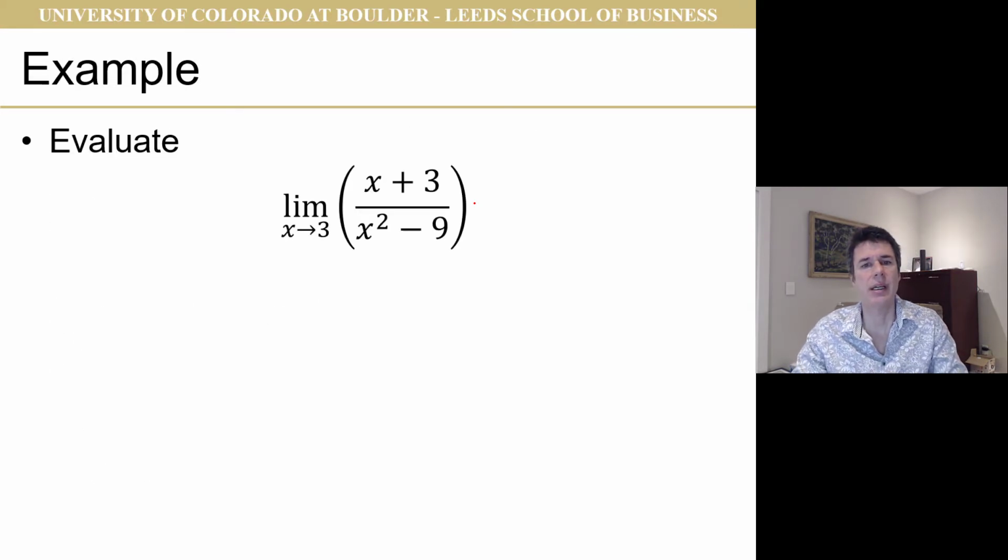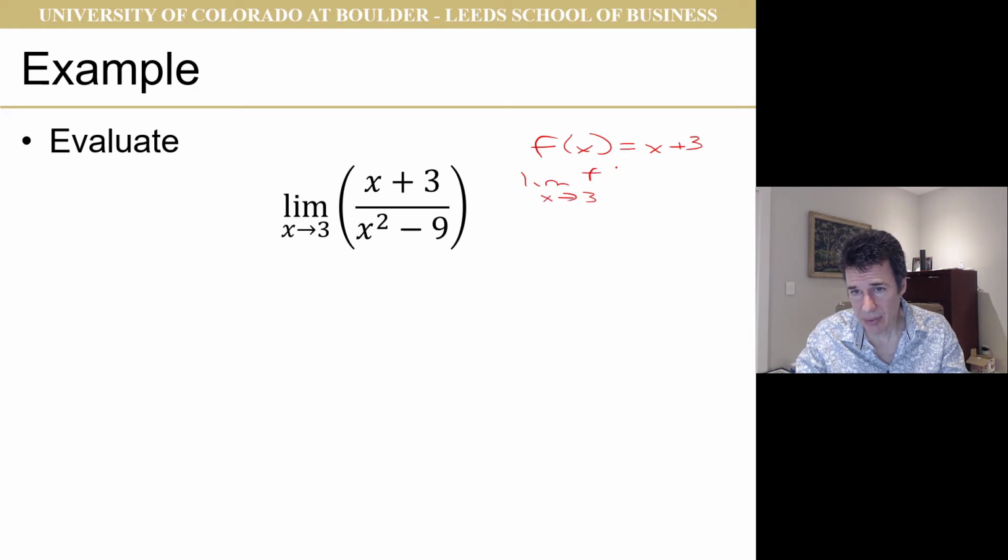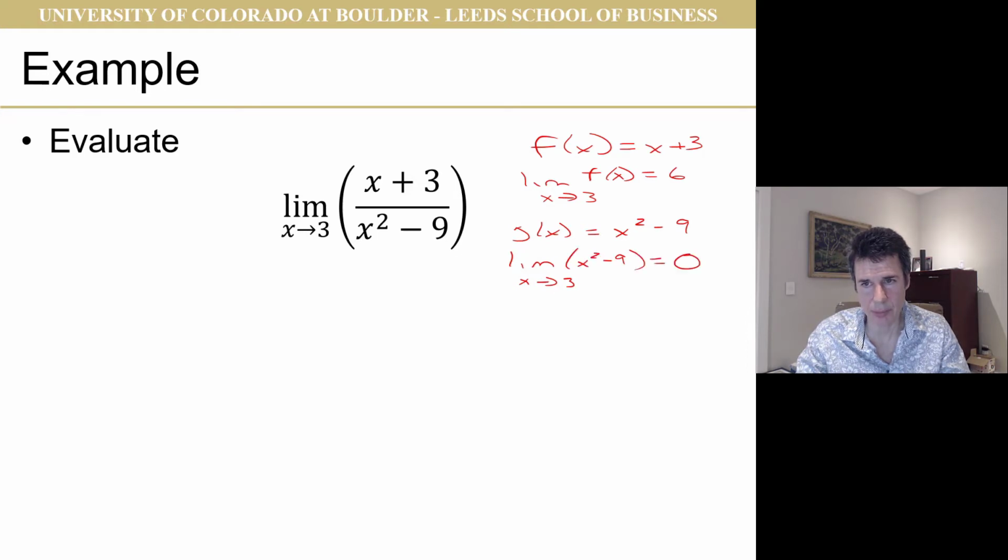So let's evaluate the limit as x goes to 3 of x plus 3 over x squared minus 9. So again, if we look at the numerator, we have x plus 3. So if we say f of x is equal to x plus 3, then the limit as x goes to 3 of f of x is 6. Now if we let the denominator, we'll call that g of x, is equal to x squared minus 9, and we look at this limit as x goes to 3 of x squared minus 9, we notice that's equal to 0.